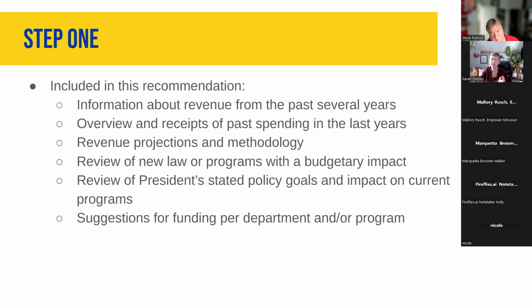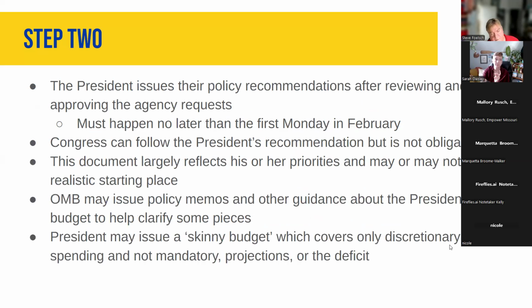They can also make some suggestions for funding per department and or program, right? So they might come up with a number that seems sort of in line with what this organization or this program received last year, or this agency received last year. It might be very, very different than what the agency received previously. So that is going to be the recommendation from the agencies and the OMB.